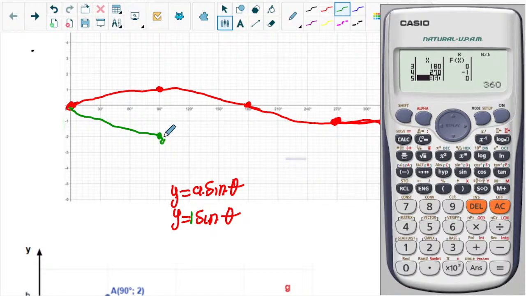How does it compare? Now we're just comparing our original graph and this one. Our original graph went from 0 to 0. That one is exactly the same for both of them. Our original graph went from 90 to 1. This one goes from 90 to -2. So it means something happened to our A. Our A was supposed to be 1. Now it's no longer 1. What is our A? It's -2.